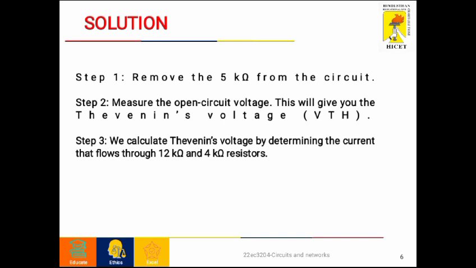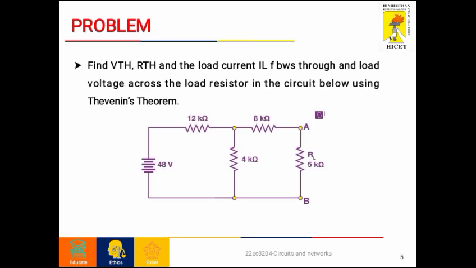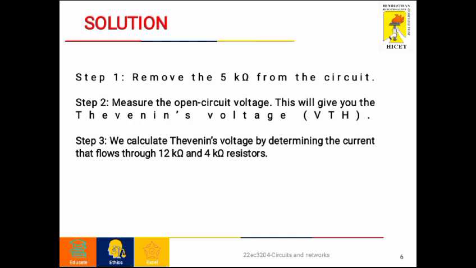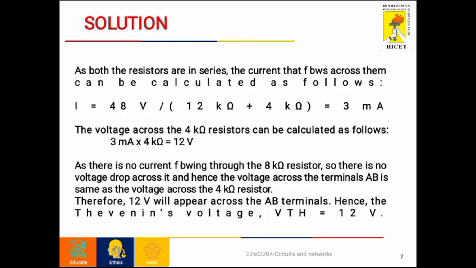So the problem solution: the first step is to remove the 5 kilo ohm resistor from the circuit. Here 5 kilo ohm represents the load resistance RL. Step 2 is to measure the open circuit voltage, which is represented as V Thevenin. Step 3 is to calculate the Thevenin's voltage by determining the current that flows through the 12 kilo ohm and 4 kilo ohm resistors. Here both the resistors are connected in series. The current that flows across them can be calculated as follows.